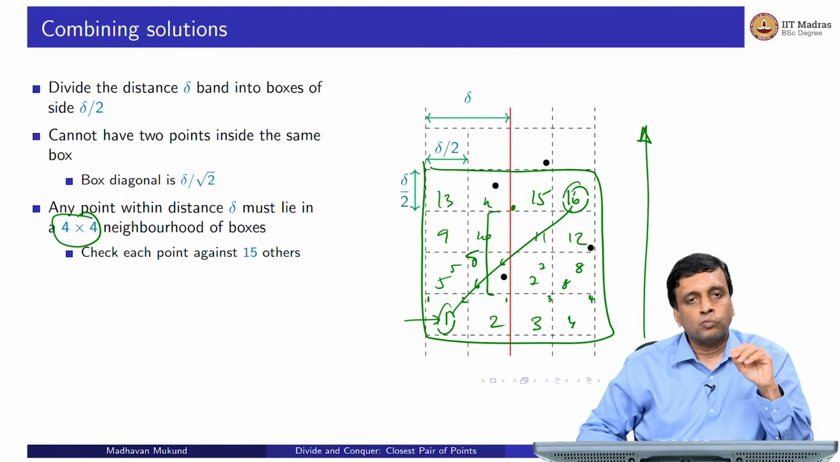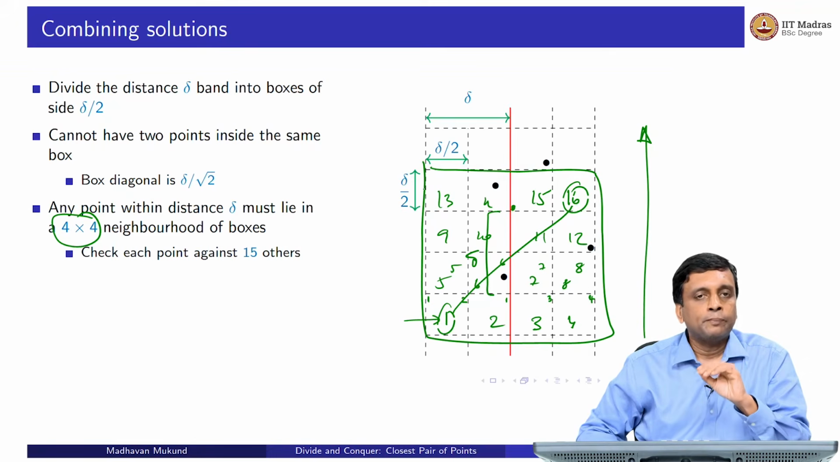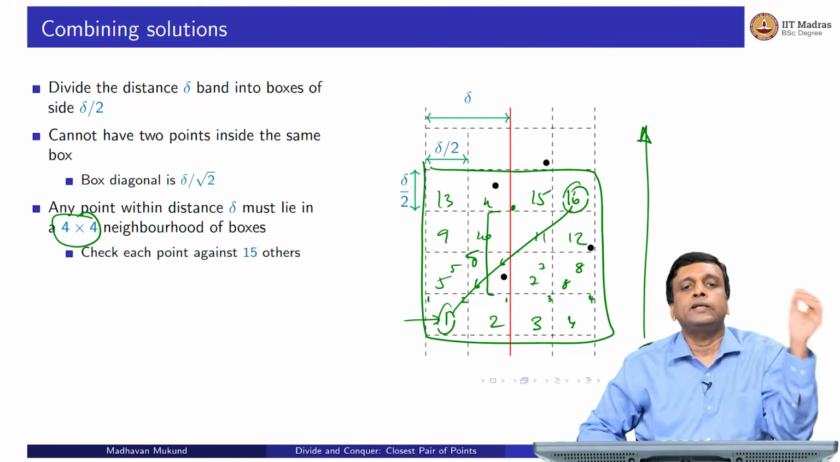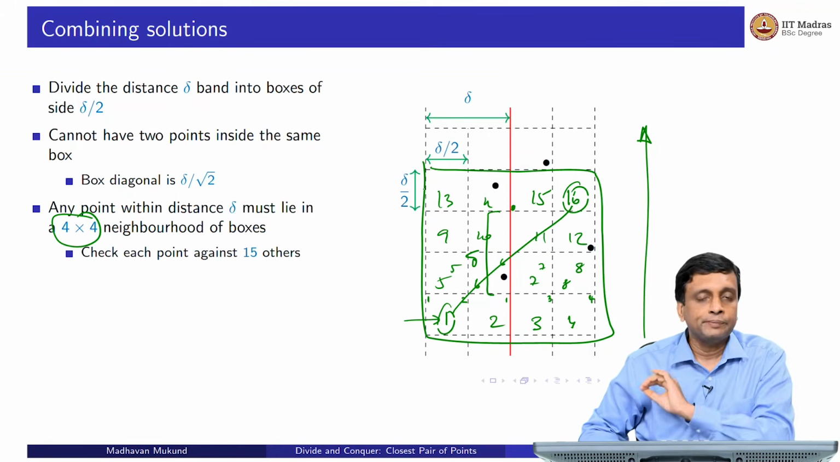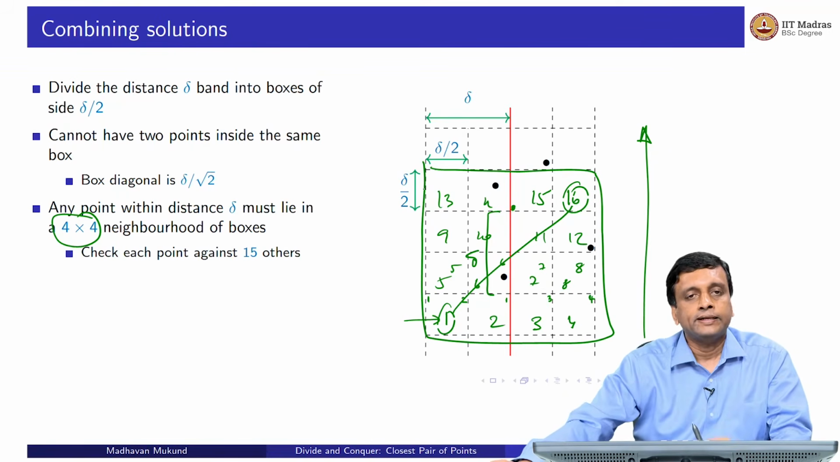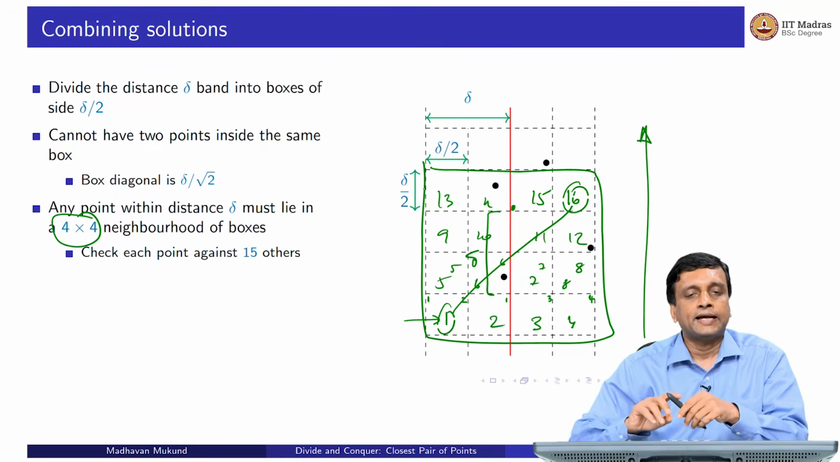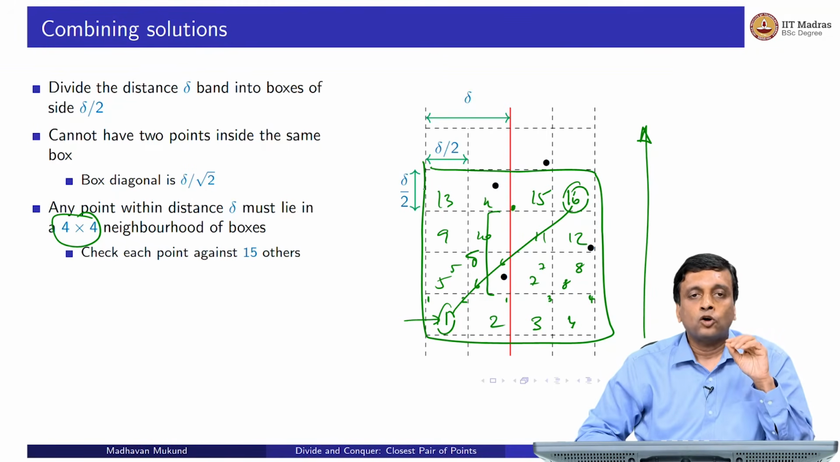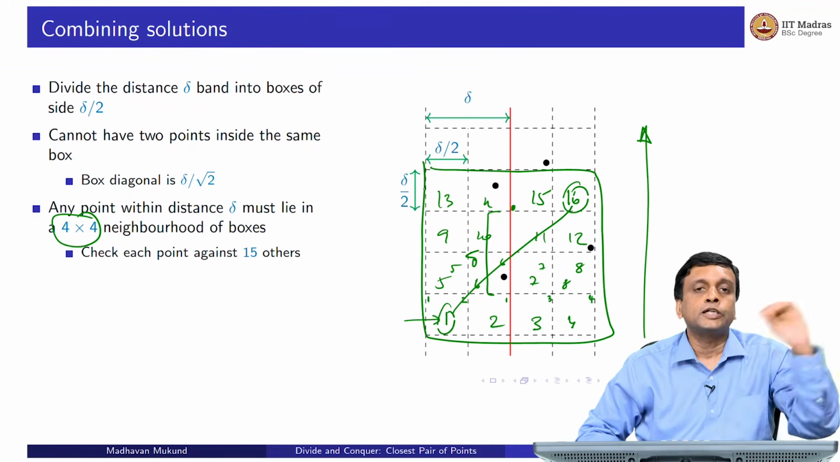And in the 4 by 4 box there are 16 boxes, so there can be at most 16 points. Therefore I need to compare this one point against at most 15 other points. It's a fixed number, it doesn't depend on how many points there are to start with. I cannot have more than 15 candidates for any given point to compare. This is the reason why this comparison becomes efficient, because I have to compare each point with a constant number of points, not a number proportional to the total number.